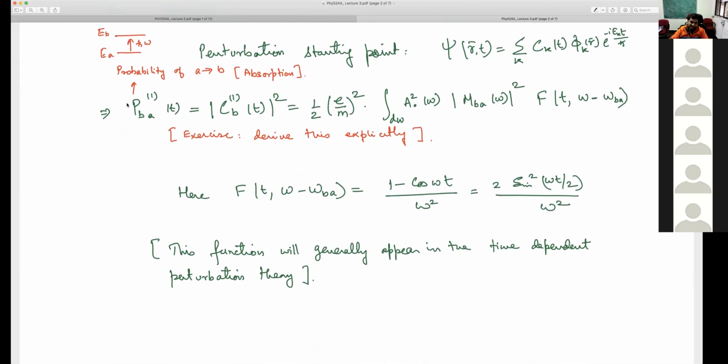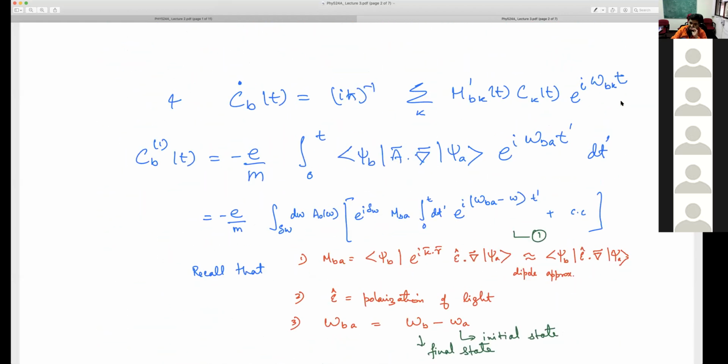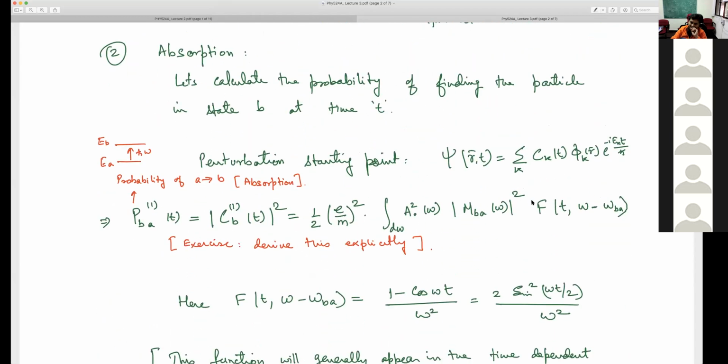So once we have this P_BA in terms of these three quantities: A0²(ω), which is proportional to the intensity, we will explicitly show the optical matrix element, so ξ·∇ sandwiched between B and A states, the expectation value mod squared, and this function f_t(ω − ω_BA). Here, in the time dependent integral, we always had this ω_BA minus ω, actually.